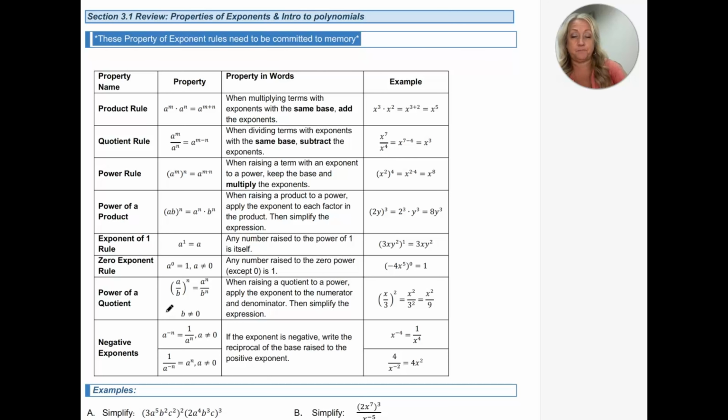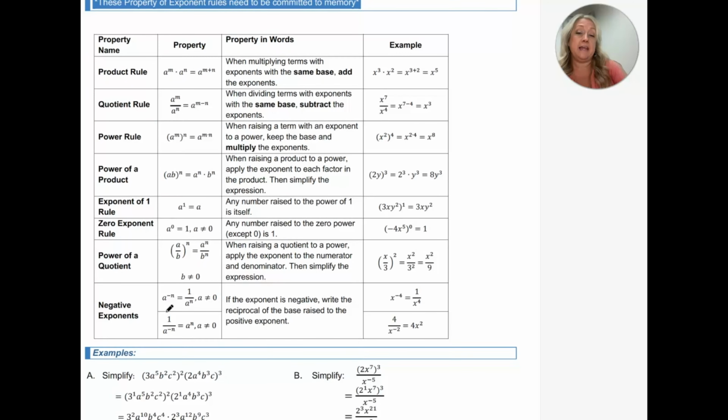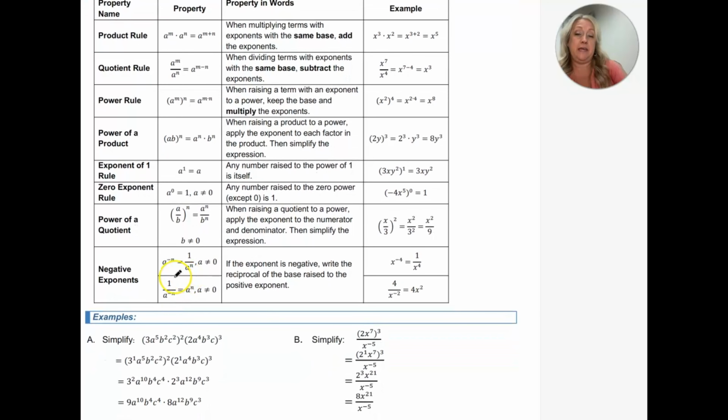And then our negative exponent rule is when we have something raised to the negative power, we're going to flip it. We take the reciprocal of it to make it a positive exponent. And so notice on this one, when we flip it, that a to the n goes to the bottom. And on this one, the negative exponent was on the bottom, and now it flipped up to the top.